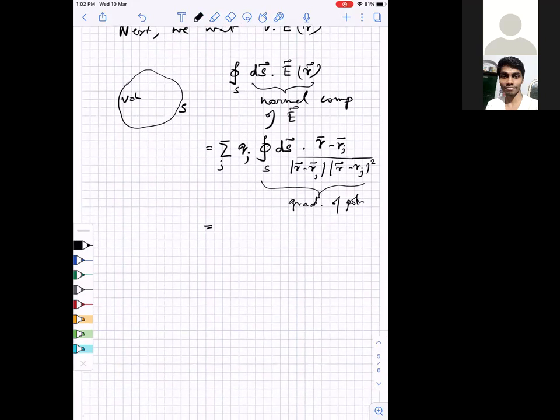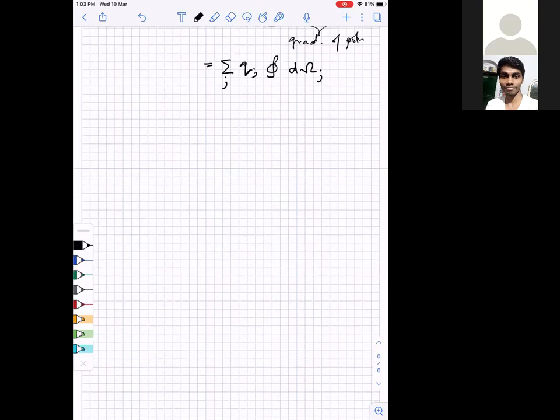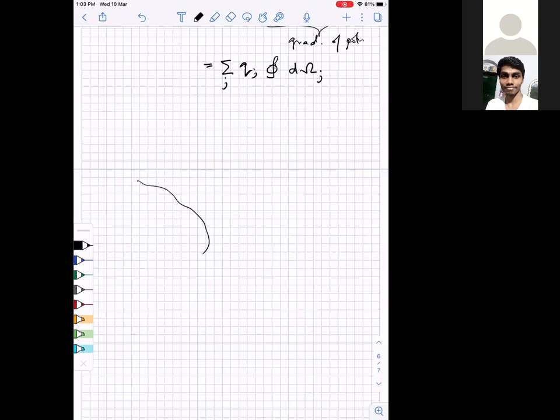Now I want to rewrite this a little bit. This is nothing but... In case some of you are wondering why this is the solid angle omega j, think of it like this. You can think of some surface. Now think of some point on the surface, and you have the normal over here. This is the dS. And you have some point, which is my j, so it is q at this position j. I draw a line to this, and I draw a perpendicular to this.